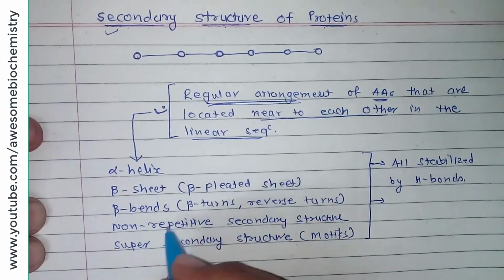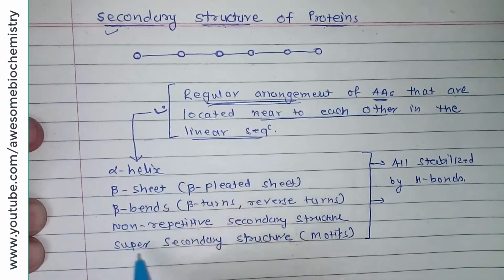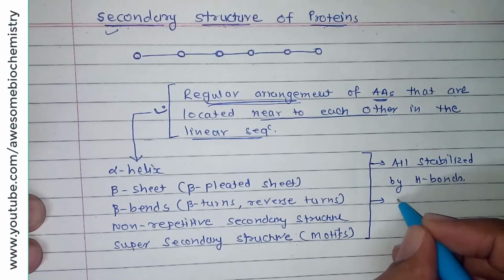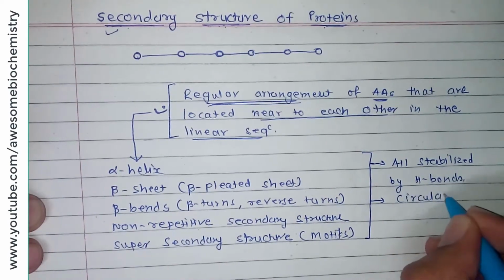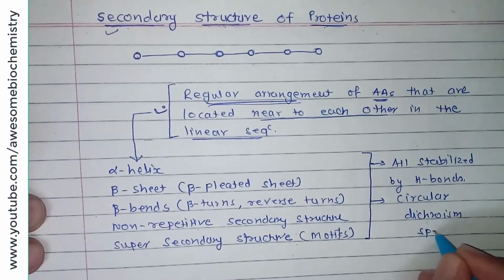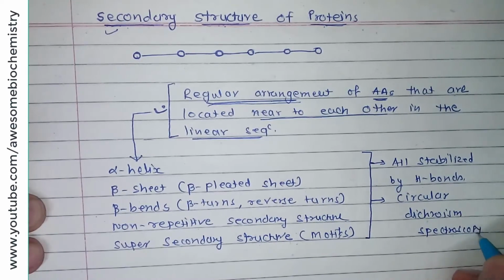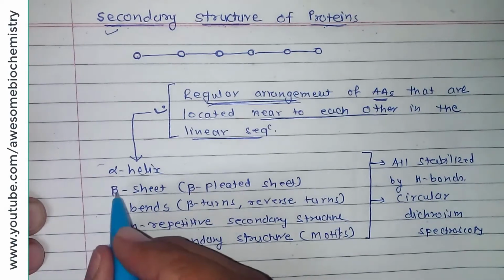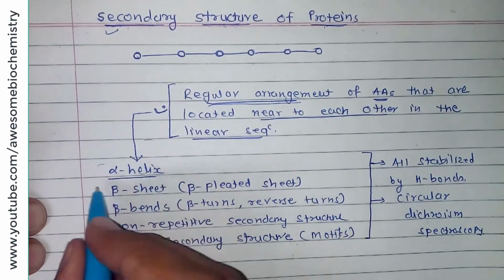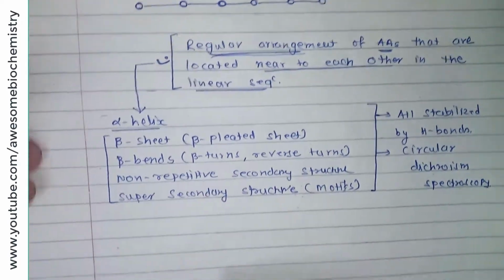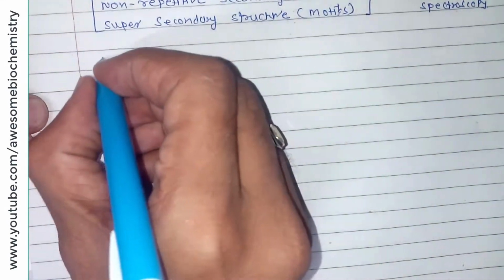The second thing common to all is that whenever we want to study any of these structures, we have to use one specialized technique, that is circular dichroism spectroscopy. So, by using this technique, we can study any of these secondary structures. In this video, I will be discussing the alpha helix. The discussion about the remaining structures, I will take up in the next video. Okay. So, let us start our discussion of the alpha helix.